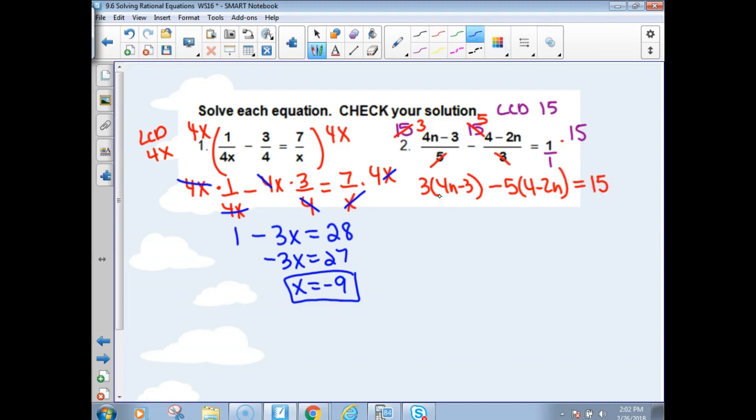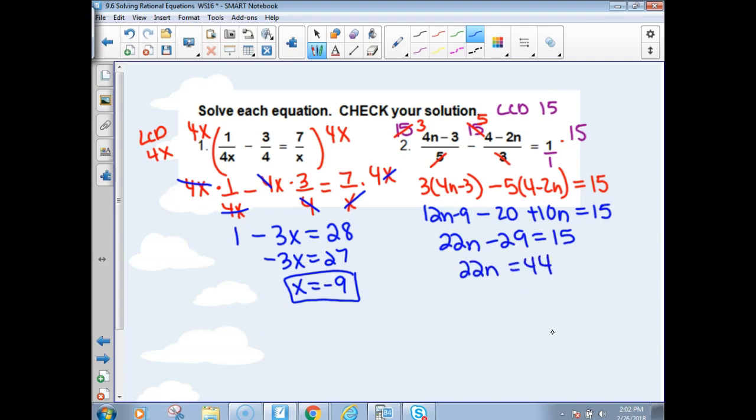Now I need to do my distribution. So I'll have 12n minus 9 minus 20 plus 10n equals 15. I'm going to combine any like terms. I have 22n minus 29 equals 15. Next, I would add 29 to both sides, giving me 22n equals 44. Then I would divide both sides by 22, giving me n is 2.